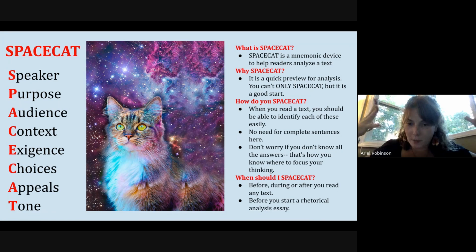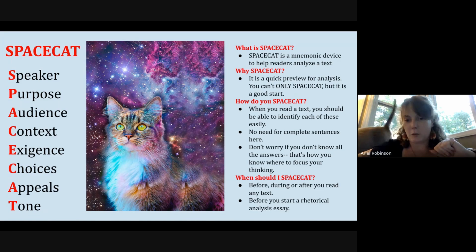SPACECAT is how you look at the rhetorical situation in which a piece of writing or something was produced. So you look at if it was writing, or if it was a political cartoon, or if it is like a graphic novel or a painting. They all have a rhetorical situation and argumentation behind them. So when we're looking at argumentation, we want to look at these things: the speaker, the purpose, the audience, the context, the exigence, the choices, the appeals, and the tone.